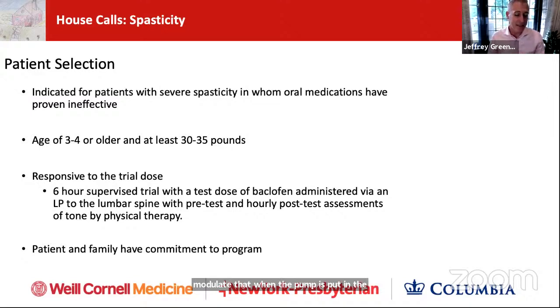The downside to these pumps is a big commitment. It's basically an implantable device that you have to maintain forever. You have to refill it every 6 months at a minimum. And it is prone to complications like any other device being implanted in the body, namely infection. It's a foreign body, and so we have to really be vigilant about that.